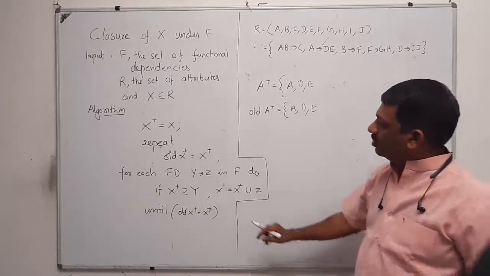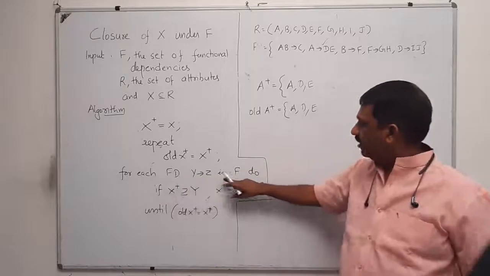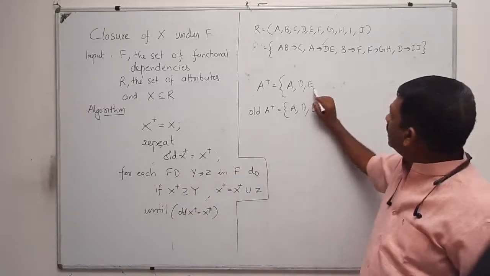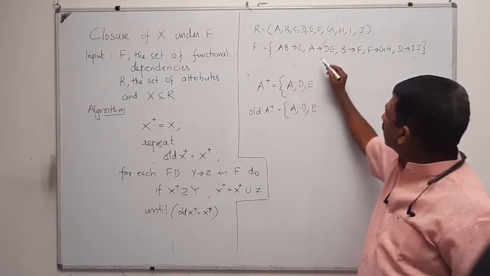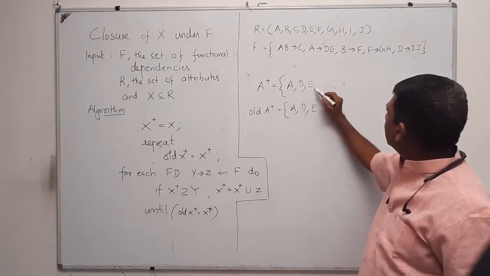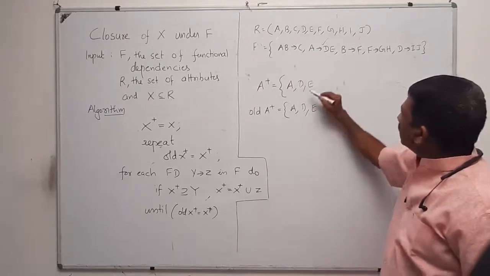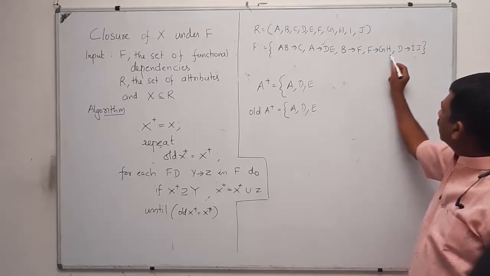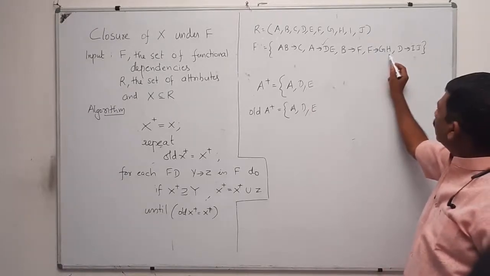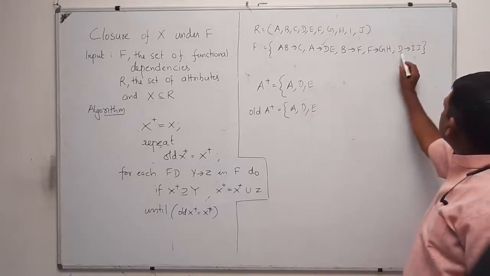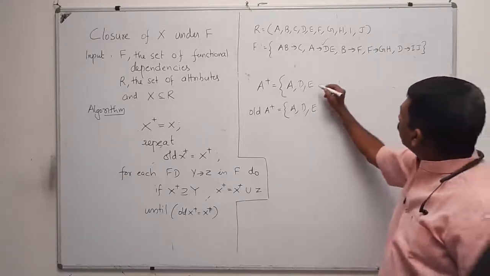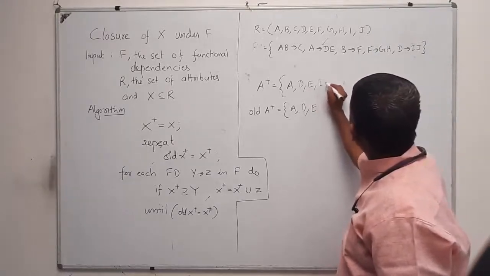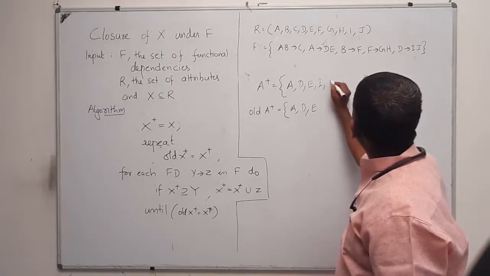Now again for each functional dependency Y Z, that means A, D, E. Here AB is not there. A is there, we have already included D and E. What about B? It is not here. What about F? F is not here, but D is there. Now you have added I and J.